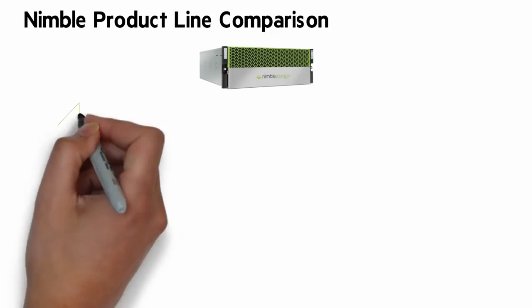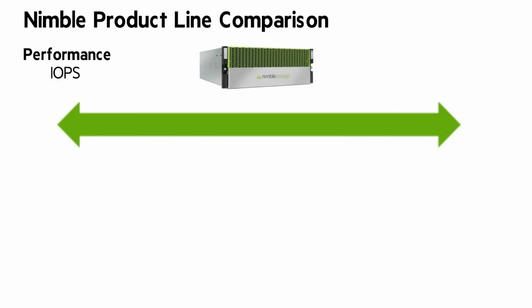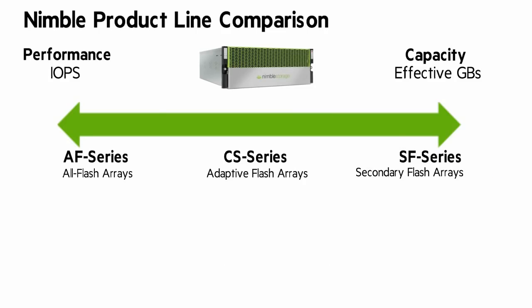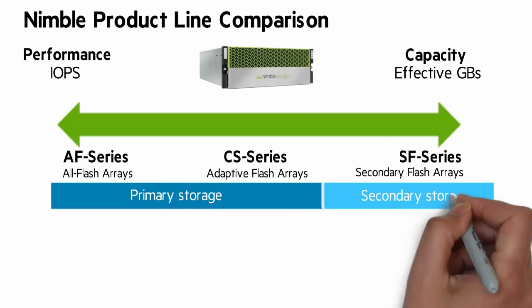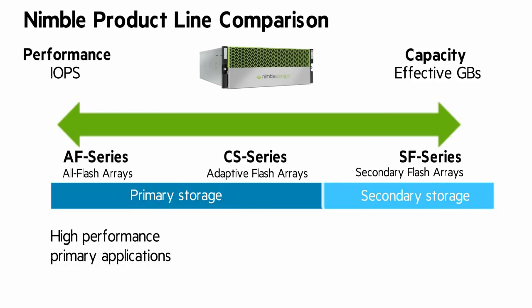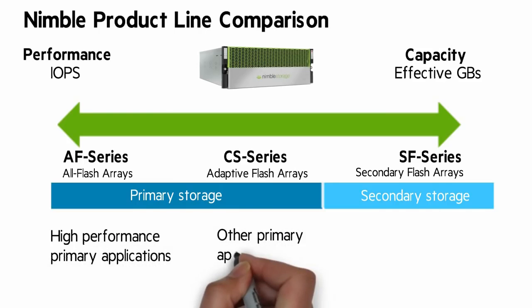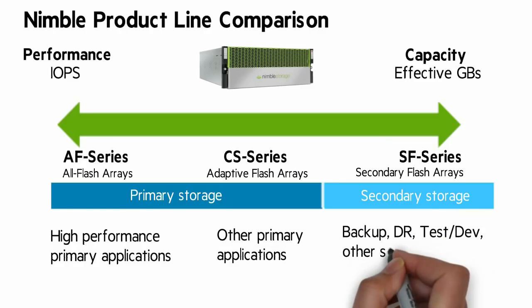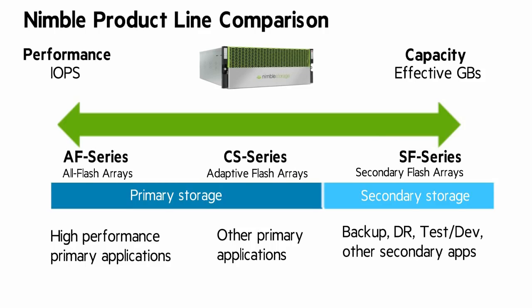Two last things. Since the Nimble SFA is based on the CS series with additional data reduction, probably would be helpful to show you how the SFA fits in with the Nimble portfolio. We'll look at maximum performance on the left and maximize capacity on the right. The AF series is the all-flash and highest performing, and you can see that the SF series is optimized for capacity and is better suited as a secondary storage.